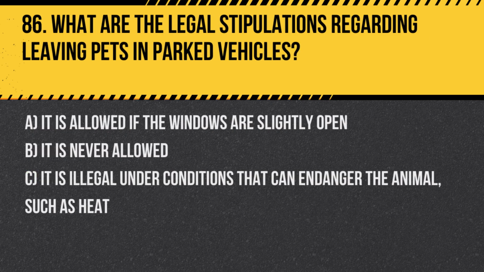vehicle. Question 86. What are the legal stipulations regarding leaving pets in parked vehicles? A. It is allowed if the windows are slightly open. B. It is never allowed. C. It is illegal under conditions that can endanger the animal, such as heat. Answer: C. It is illegal under conditions that can endanger the animal, such as heat. Leaving pets in parked vehicles during extreme temperatures without proper ventilation or cooling can be considered animal cruelty.